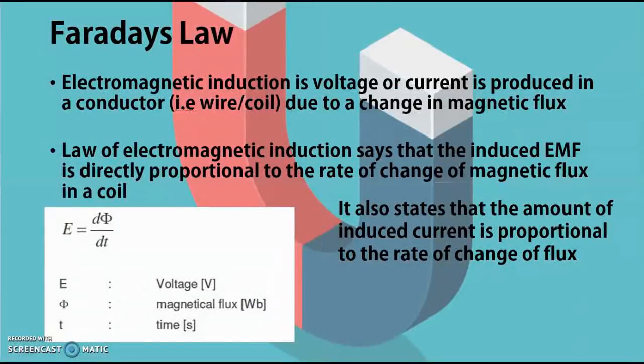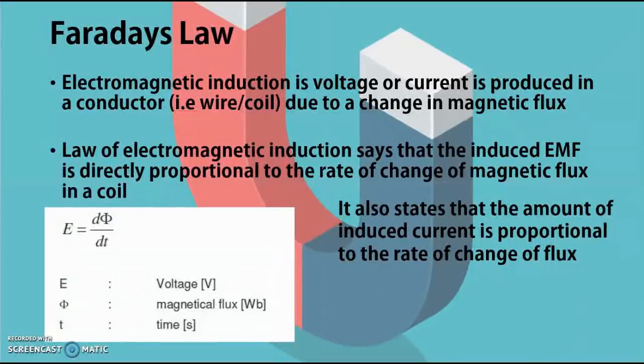And Faraday's law also states that electromagnetic induction, to summarize, is basically the voltage or current that is produced in a conductor, like a wire, because of a change in magnetic flux. So this law of electromagnetic induction says that the induced EMF, which is the electromotive force, is directly proportional to the rate of change of magnetic flux in the coil. And d phi here is magnetic flux, dt here is time. So divide both of them, you'll get the rate of change of magnetic flux, which is directly proportional to this. It also states that the amount of induced current is proportional to the rate of change of flux. So basically you just substitute E by I, so that you get the formula of this one. And you also realize that Faraday's law will be applied onto devices such as the AC generator, which will be explained later on.